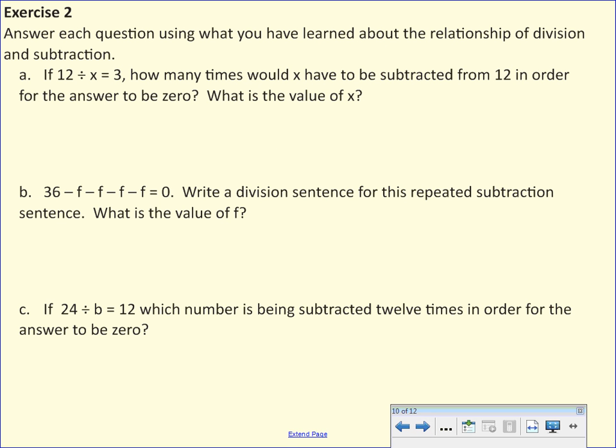Okay, so if 12 divided by x equals 3, how many times would x have to be subtracted from 12 in order for the answer to be 0? How many times do we have to subtract x from 12 to be 0? What do you think? Well, you can figure it out mentally, too.